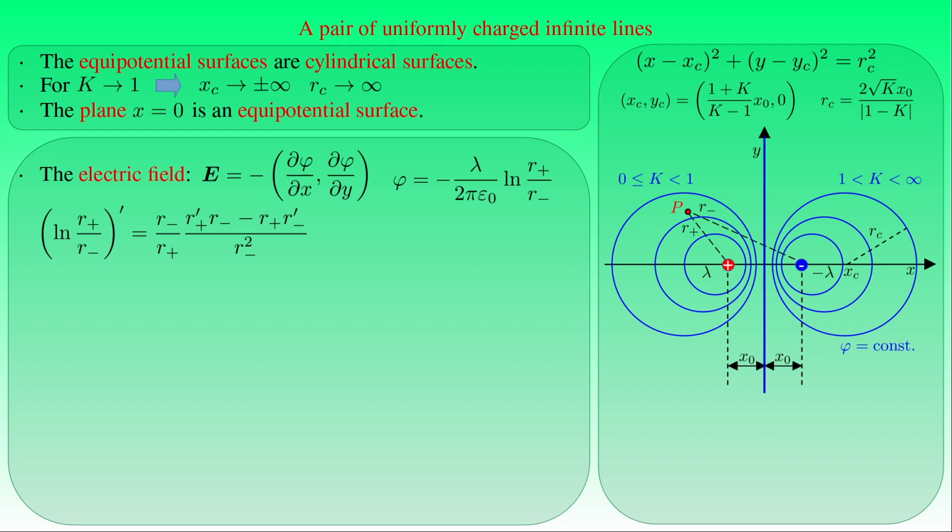This expression can be written as 1 over the product of r sub plus squared and r sub minus squared, times the difference between r sub plus times r sub plus prime times r sub minus squared, and r sub plus squared times r sub minus prime.